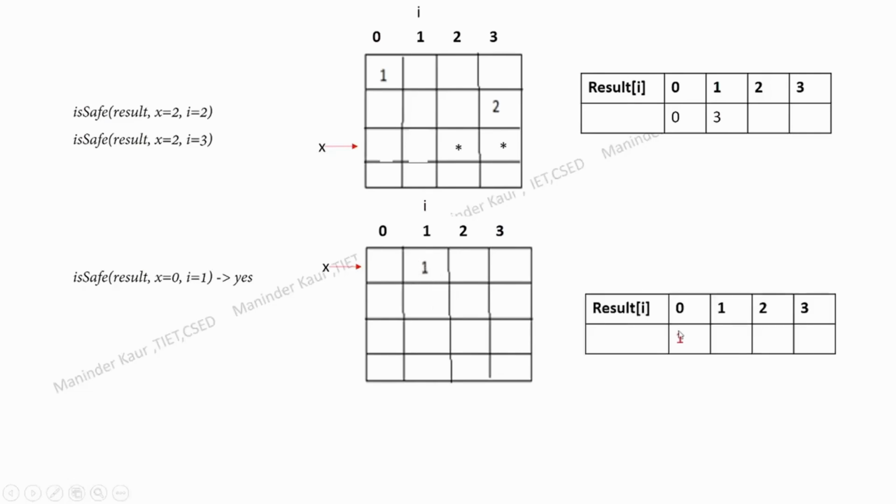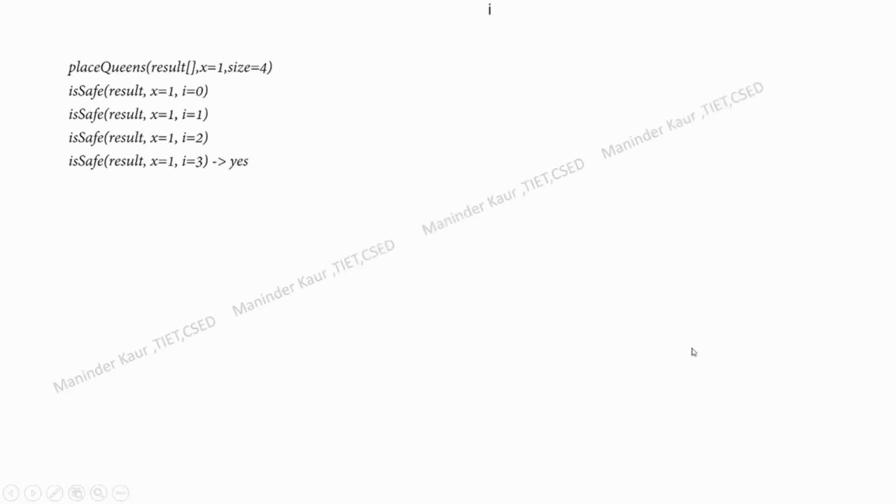The result value will be 1, 1 for the first queen. This one tells the index where the queen has been placed.